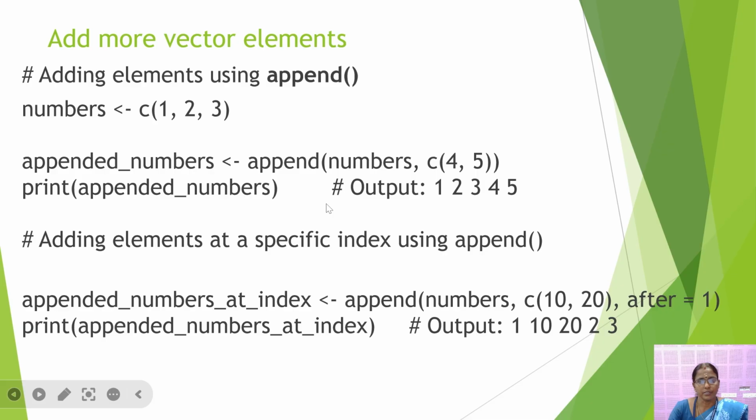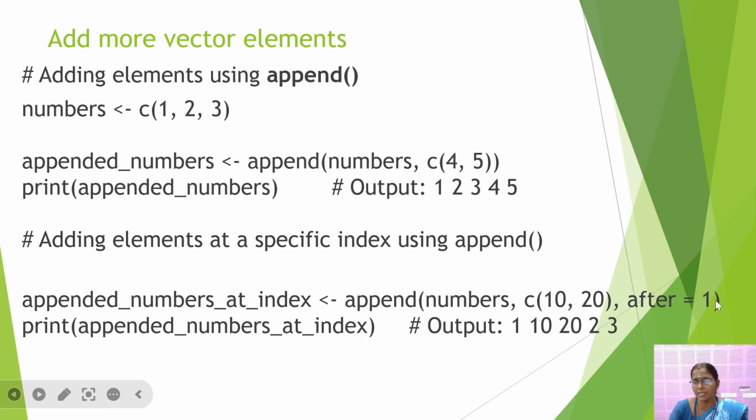Suppose you want to add an element at a particular position, you have to represent the index position using the append function. In this append function, the first parameter represents the vector variable name. The second parameter represents 10, 20, which are added with 1, 2, 3 at the index position after 1.